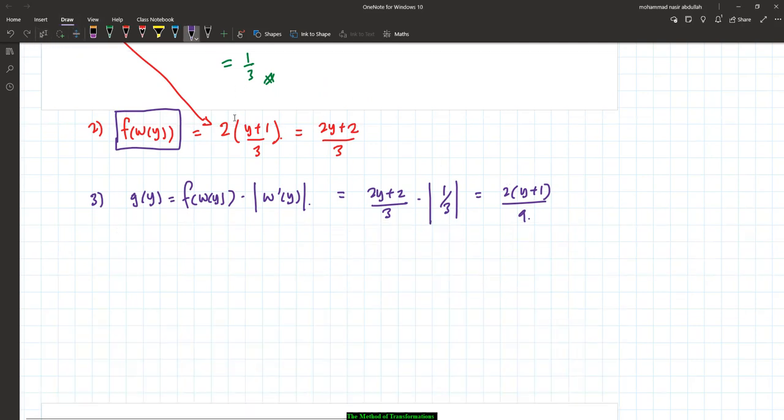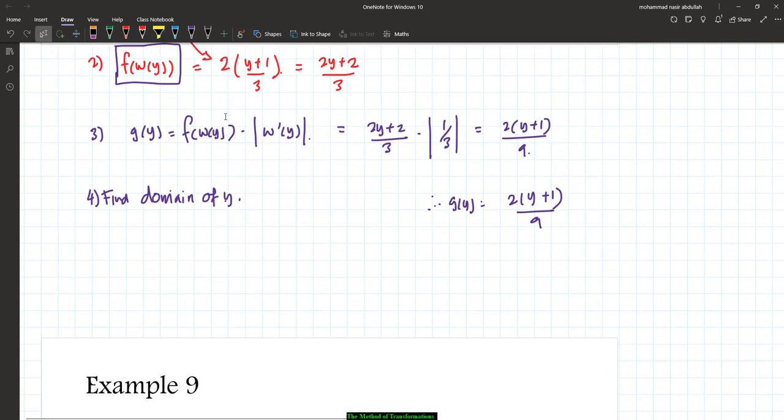Right. So now we know that the function of g(y) should be equal to (2y plus 1) divided by 9. So what is the domain? Step number 4, find the domain of y. So the domain of y should be equal to, we know the domain for x is 0 and 1.